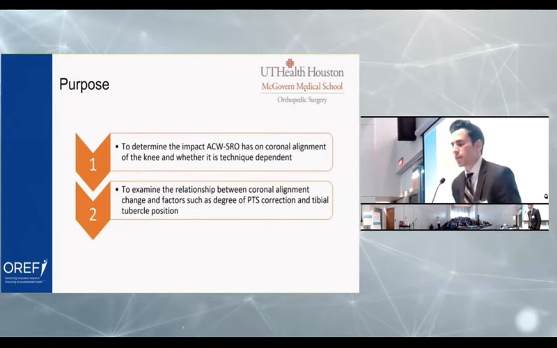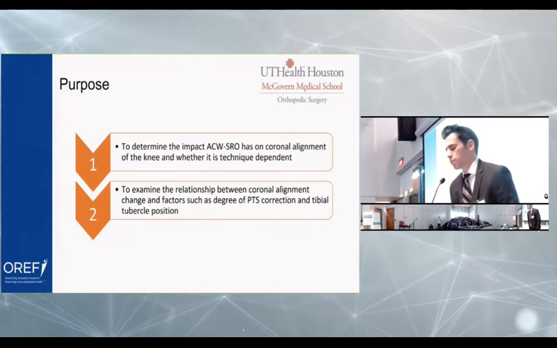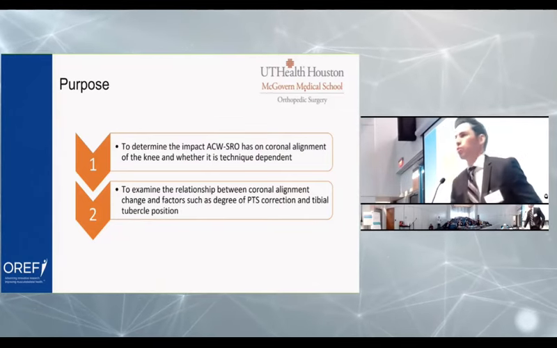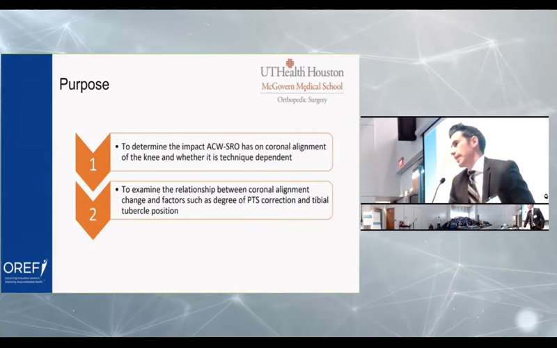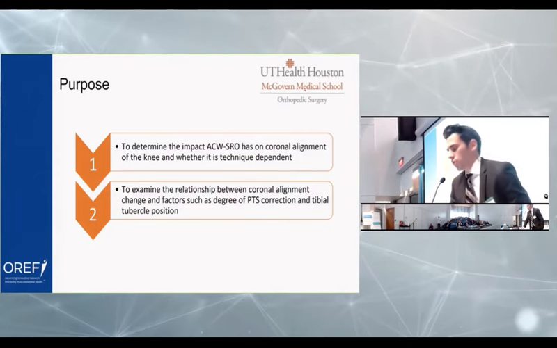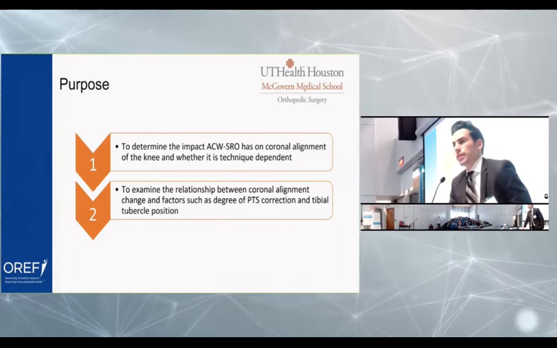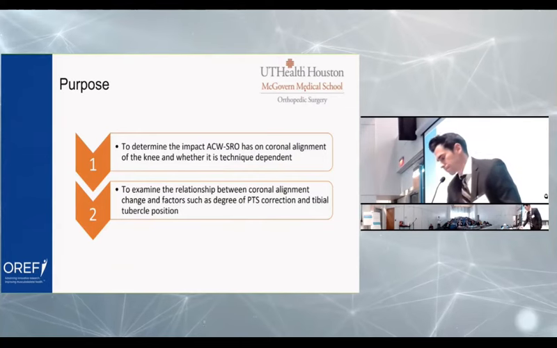So the purpose of this study was twofold. Number one, we wanted to determine the impact that anterior closing wedge slope-reducing osteotomy has on coronal alignment of the knee and whether it is technique dependent. And number two, to examine this relationship between coronal alignment of the knee and factors such as degree of slope correction and other things such as tibial tubercle position.